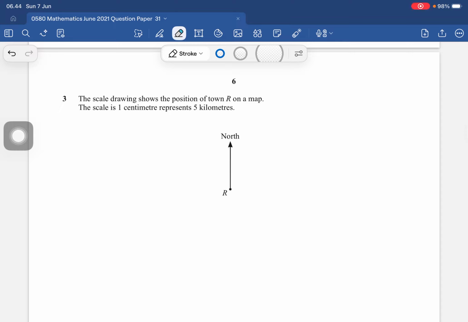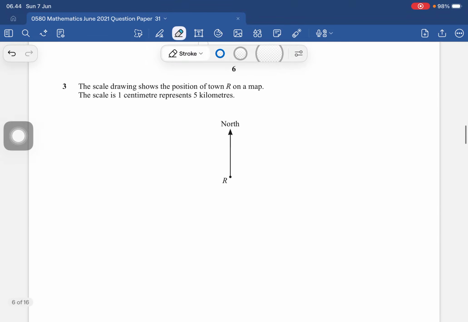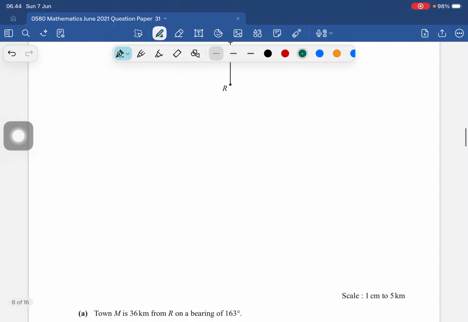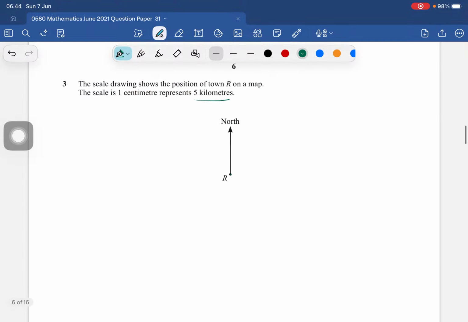Hi, in this video I'm going to solve the past paper Mathematics June series 2021. The scale drawing shows the position of town R on a map. The scale is 1 centimeter represents 5 kilometers. Town M is 36 kilometers away on a bearing of 163 degrees.